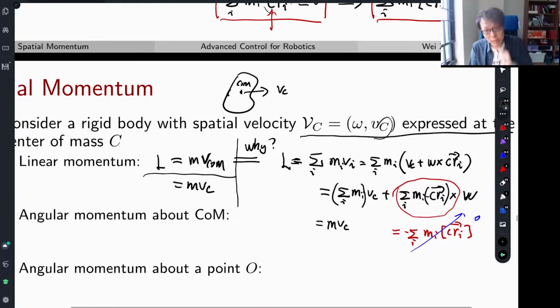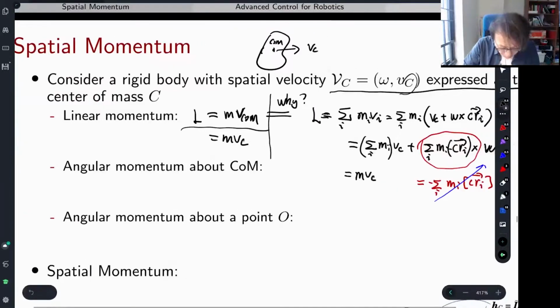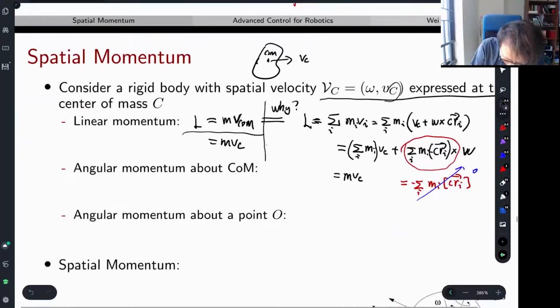If it's not the center of mass, this term is non-zero. So the definition of linear momentum is really about mass times the velocity of the center of mass. All right, that's the first part.